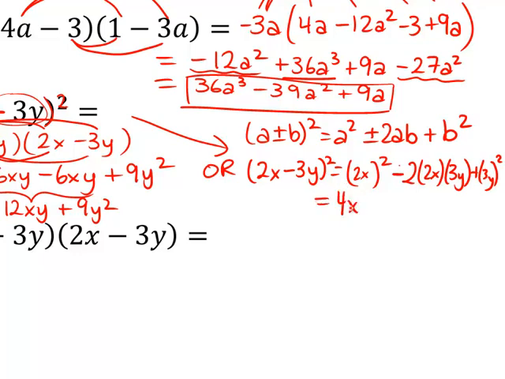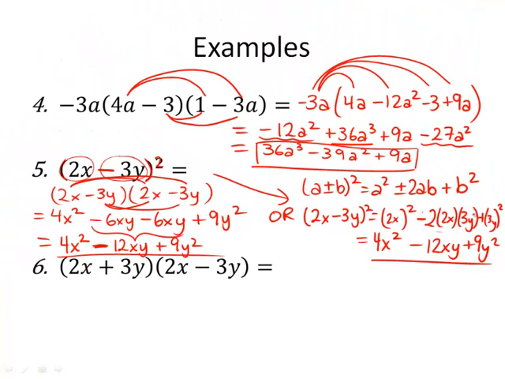Notice that gives you 4x squared minus 2 times 2 times 3 is 12xy plus 9y squared. Either way, you get the same answer. The next one also looks like a special case because the first and the last terms of each bracket are the same. However, in this case we have a plus and a minus, whereas here we had the same sign. Remember, when the signs are different, the middle terms will cancel out.